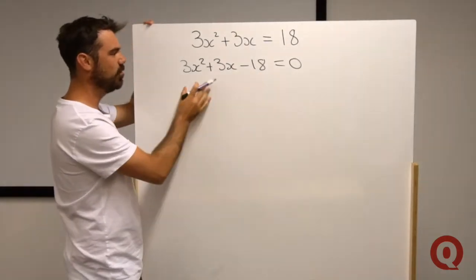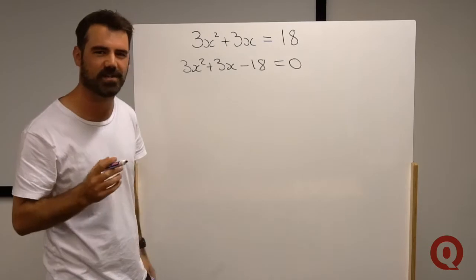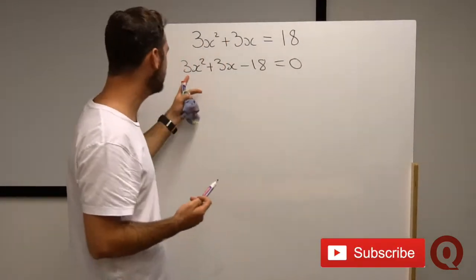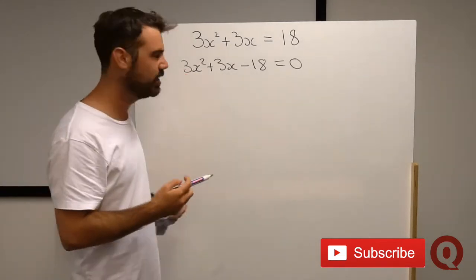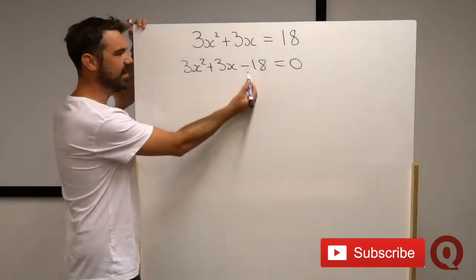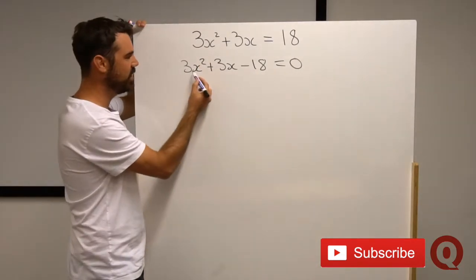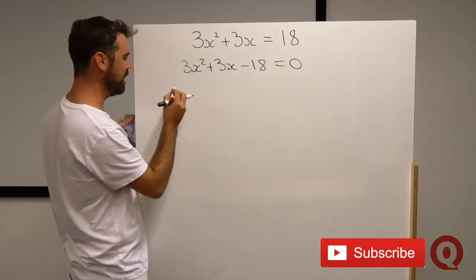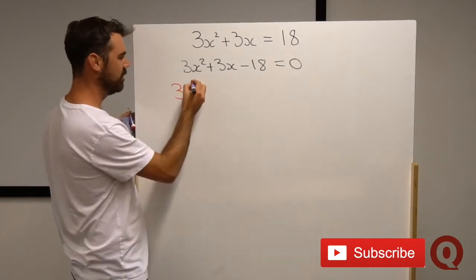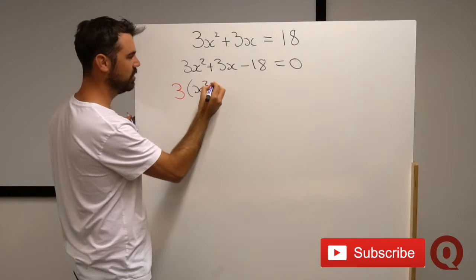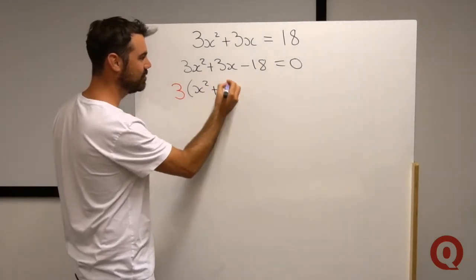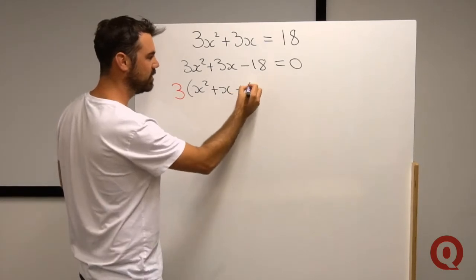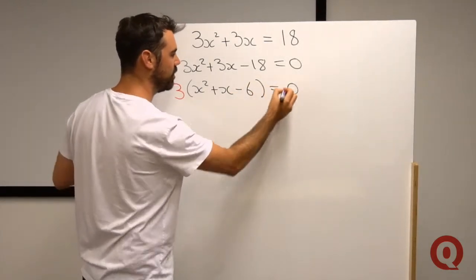Okay, but we know that we never like to have a coefficient of that x squared. So we always got to give it a go to see if we can take this coefficient out as a common factor. And luckily, we can take it out as a common factor because 3 goes into 3 here, and it goes into 18. So I take out that 3, and now I'm left with x squared plus x, because 3 divided by 3 is going to give me 1. So just plus x minus 6 is equal to 0.